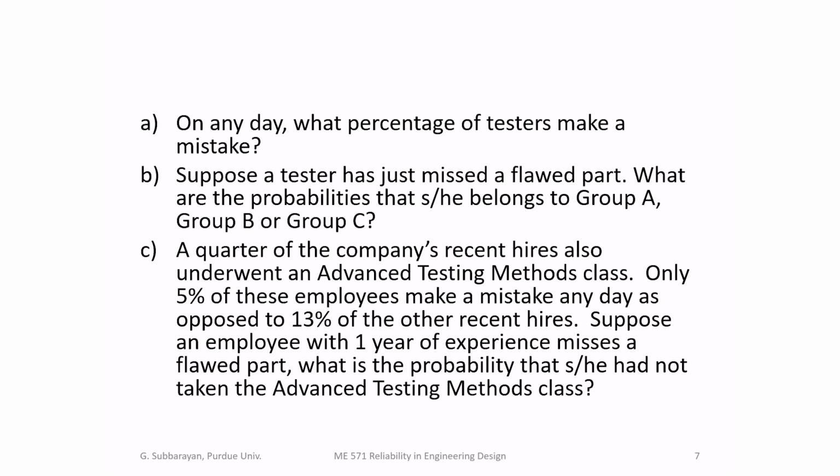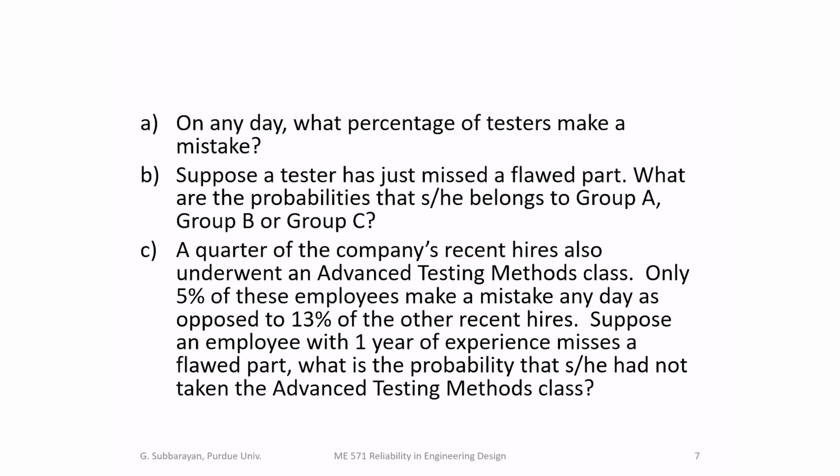What it says is that the recent hires were also put through a testing class, to improve their skills. And of those who went through the class, only 5% make a mistake in any day, as opposed to 13% of the other hires. So if I further divide the 11% of mistakes made by group A, those who did the training class, only 5% of them make mistakes, whereas of the ones who didn't do the training, 13% make mistakes.